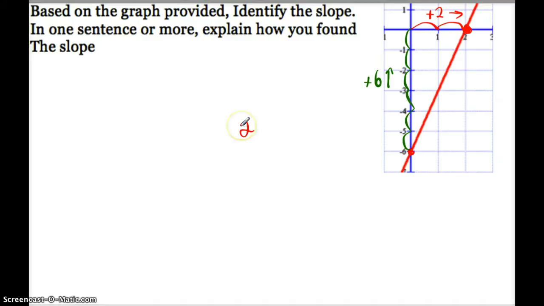So 2, that's to the right, that's our run, and positive 6 up, that's our rise. So our slope is 6 over 2, which is easily reduced to 3.